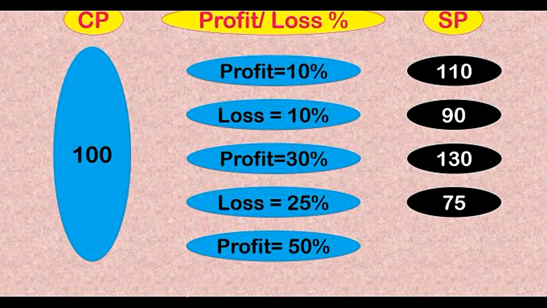One more example. Here it is profit. So we will be adding CP and profit. It gives me 100 plus 50, that is 150. So I hope you have understood how to find SP when the profit and loss percentages are given and CP is assumed fixed as ₹100.